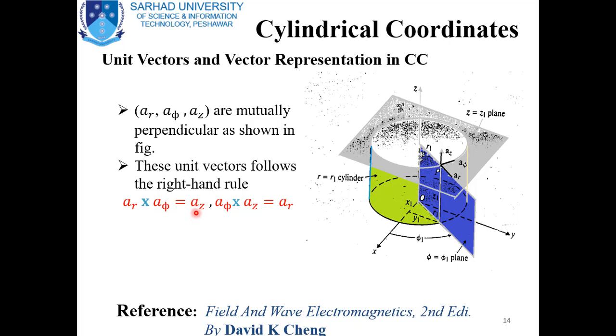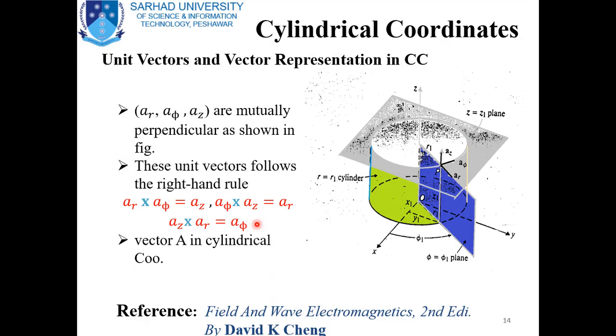In this case it is equal to a_z. If we multiply a_phi with a_z, our answer will be a_r, and if we multiply a_z and a_r in cross operation, the resultant will be a_phi. So we can simply say that the mutually perpendicular base vectors of a cylindrical system follow the right hand rule. And a vector can be written in cylindrical coordinates.